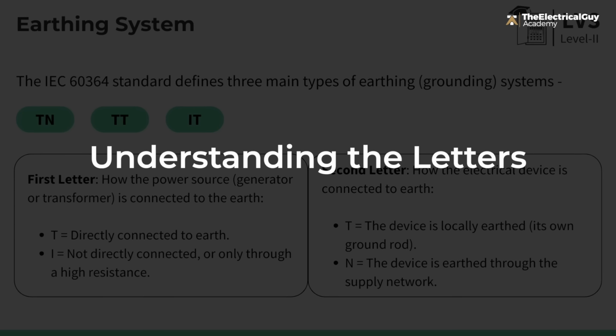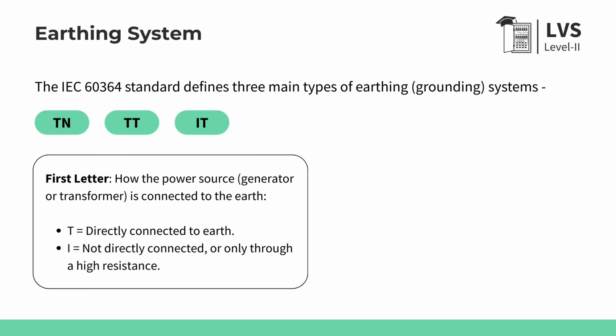Let's start with the basics. Before we jump into the systems, you need to decode the letters. These letters follow IEC classification. The first letter tells about the connection of the power system to earth. T means terra, which is direct connection of the source neutral to earth. I means isolated. The source is isolated from earth or connected through an impedance.